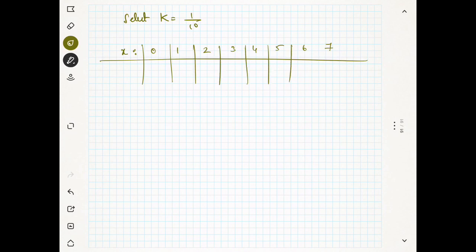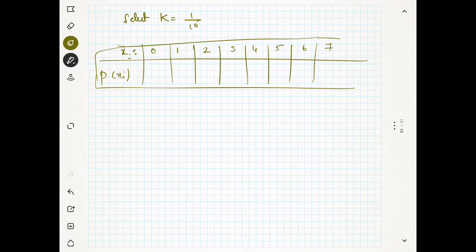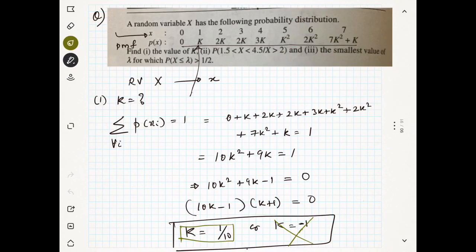Now what will be each probability? Okay, we will see. Then what is p of xi? This is xi and the other one is the p of xi. What will be these probabilities? We will see. What about the first one?